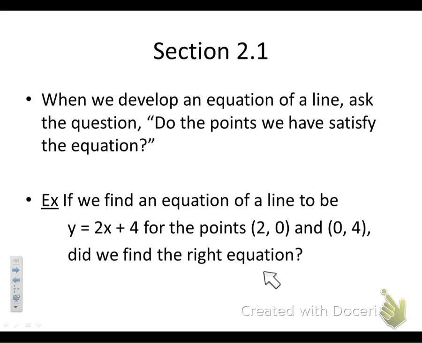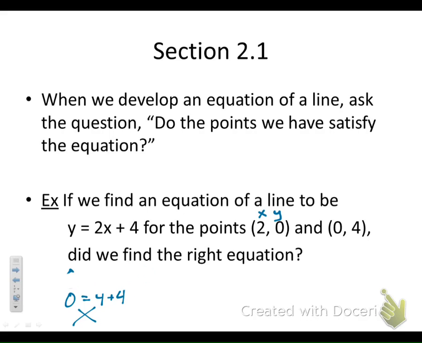So I'm going to go through a check process. Picking the first point to be x and y, I'm going to test it. 2, 0 needs to satisfy this equation. I check it by plugging these in. So my y-coordinate is 0. Is 0 equal to 2 times 2 plus 4? I realize, no, it is not. So this would be a sign that I need to redo my work. I need to relook at my slope formula. I need to relook at, did I even copy down the right points?